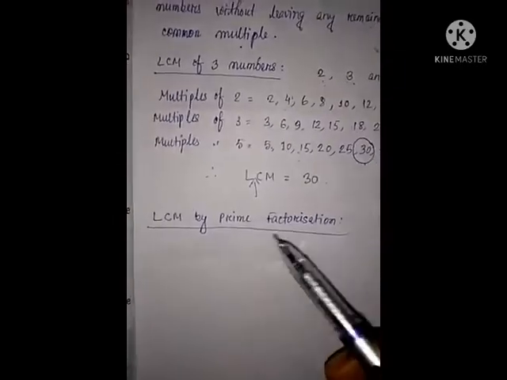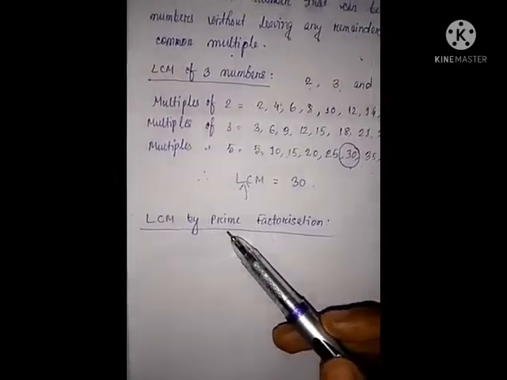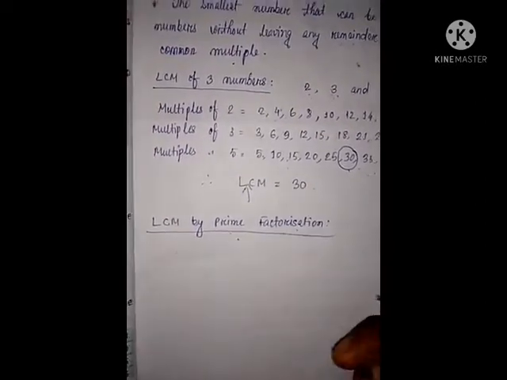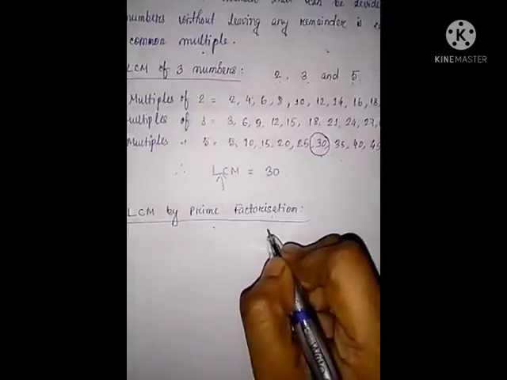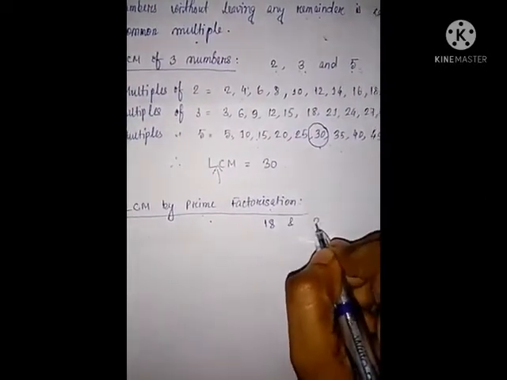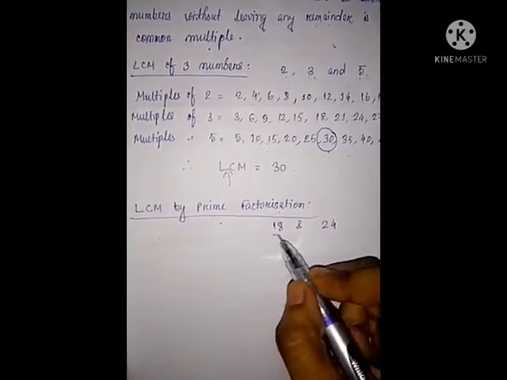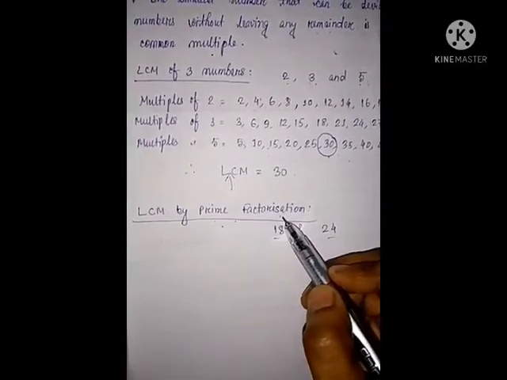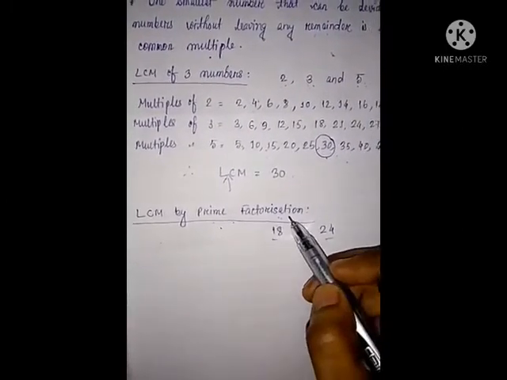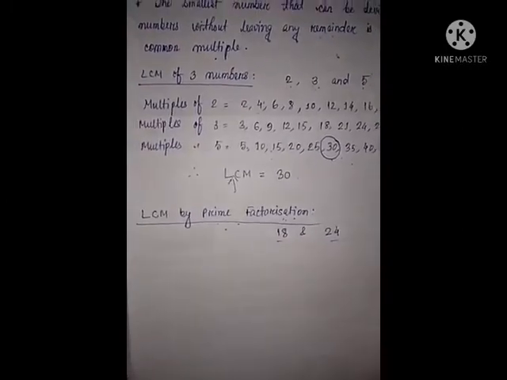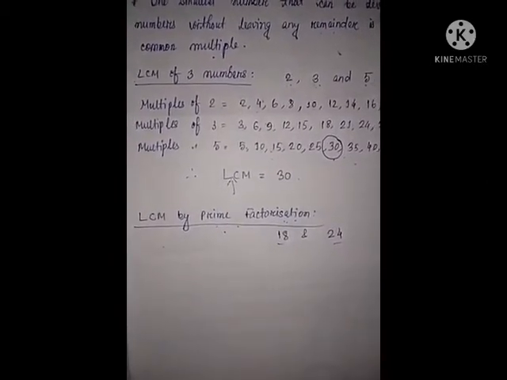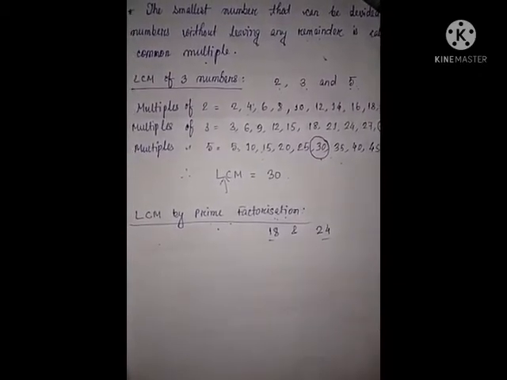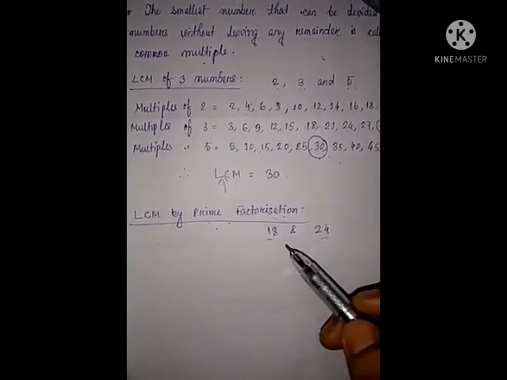We can use prime factorization to find the LCM of numbers. So let's take some numbers, 18 and 24. We are going to find the LCM of both these two numbers by using prime factorization. We discussed prime factorization in our previous classes, so I hope you all remember that. We are going to use the short division method to find the prime factorization.